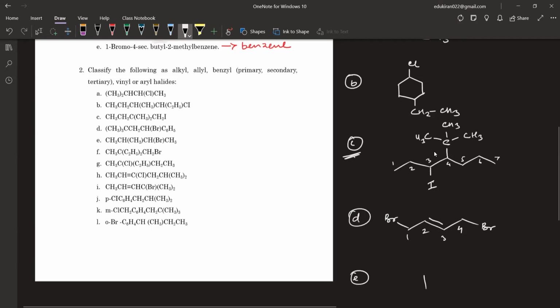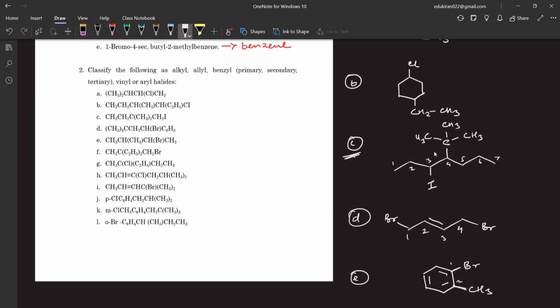Now E, that is the last one, that is 1-bromo-4-secondary butyl-2-methyl benzene. So for E we will write the benzene first. It is saying 1-bromo. That means the first substituent that you will add, we will write this as bromine. Then it is saying in the second position we have methyl. That means this is the first. Second position you can write it here. Second position is going to be methyl, that is CH3.